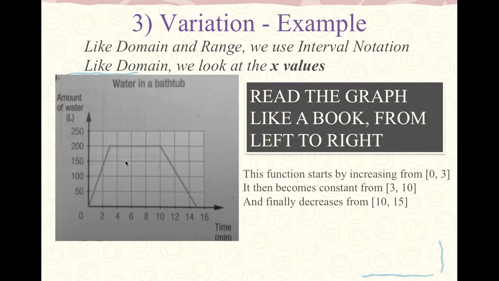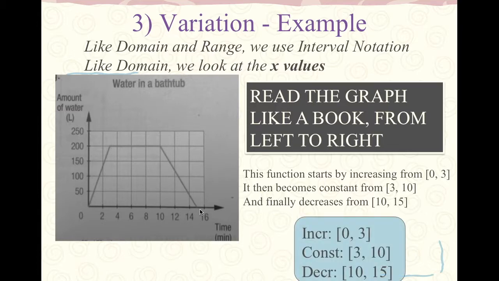So this function starts, it increases from 0 to 3. Again, x values, not from 0 to 200, 0 to 3. Then it becomes constant here from 3 to 10, okay, looking at your x values, and then it decreases from 10 to 15. So if we were to write this all fancy, it's increasing, close brackets 0 to 3. It's constant from 3 to 10, and it's decreasing from 10 to 15.